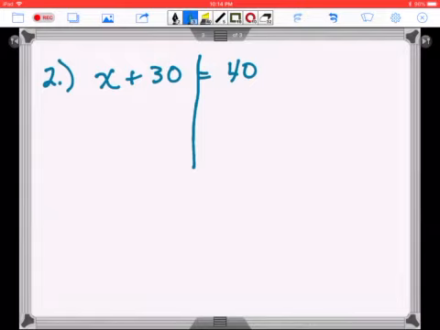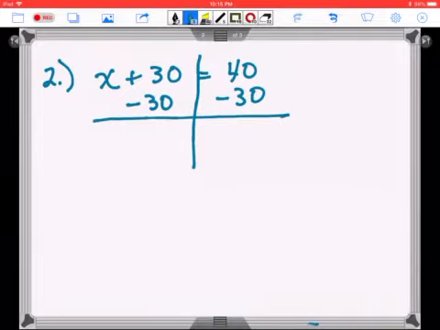So there would be 30 little blue tiles. And we need to get those 30 little blue tiles out of there. We need them to be gone. And so what we need is 30 of the red negative tiles to make 0 pairs with it. So we're going to need negative 30. Well, if we do that to the left side, we also have to do it to the right side. Now let's total up and see what we have left.